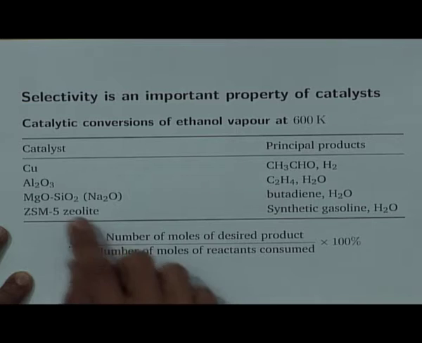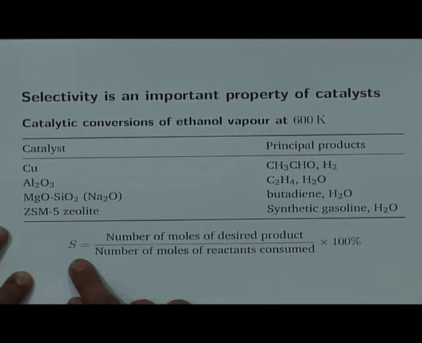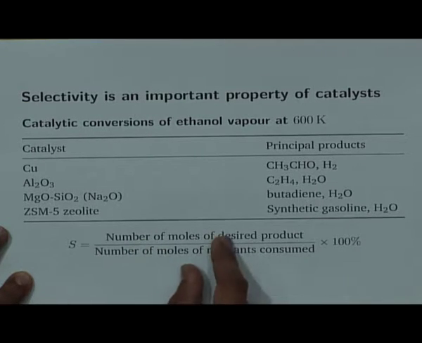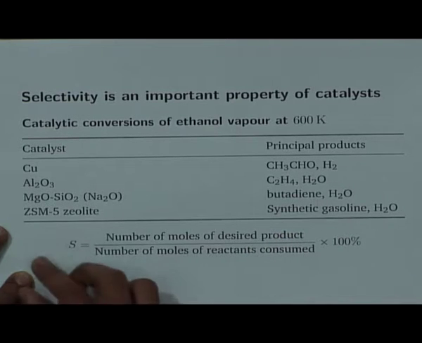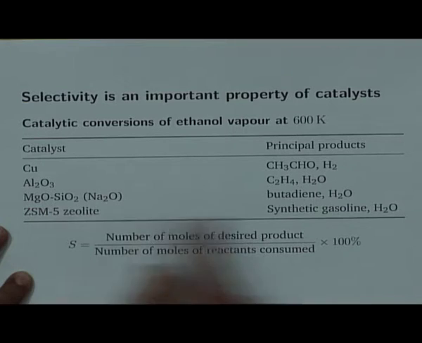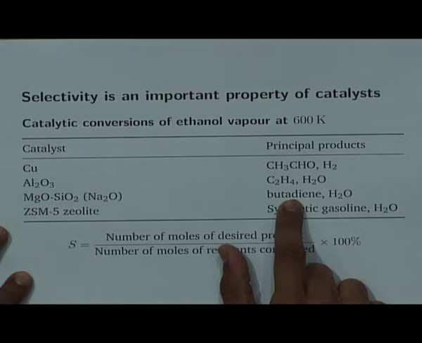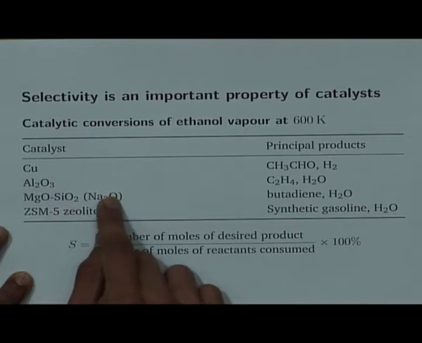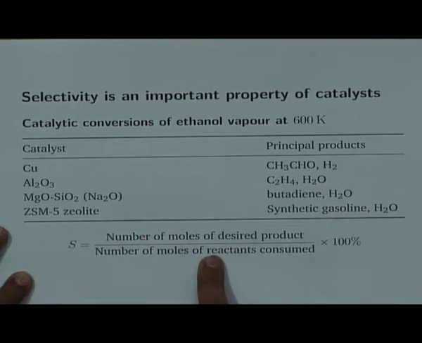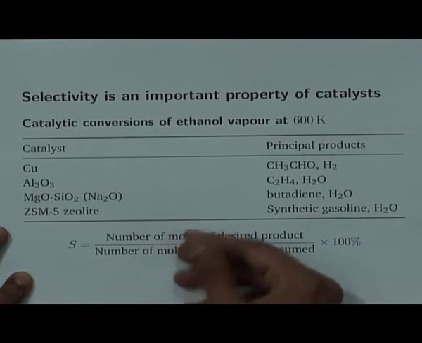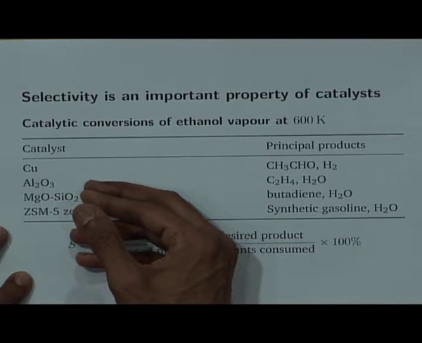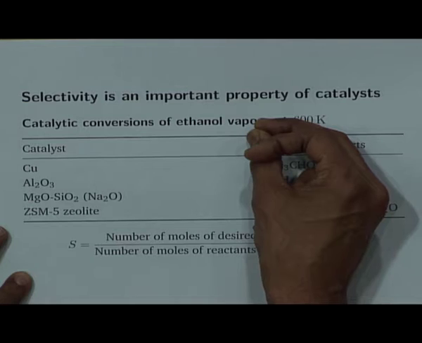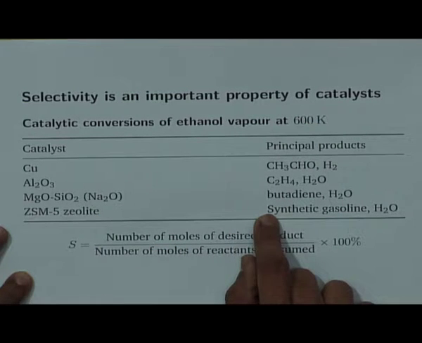And so, one is interested in what is called the selectivity. So, for the number of moles of reactants consumed, I am looking at how much of the desired product I get. So, imagine I started with 1 mole of ethanol. If I get 0.8 moles of butadiene, then the selectivity of magnesium oxide, silicon dioxide with Na2O as a promoter would be 80%, because it will be 0.8 divided by 1 times 100. So, this is a measure of how well or how selective a catalyst is for a particular reaction, right?